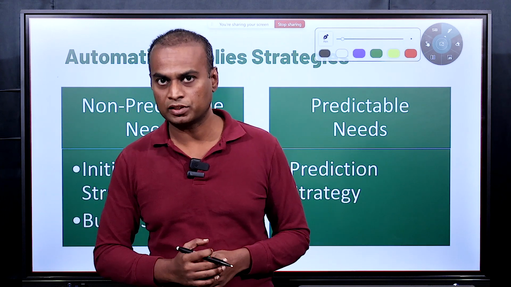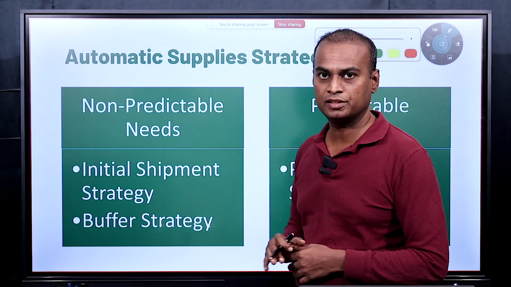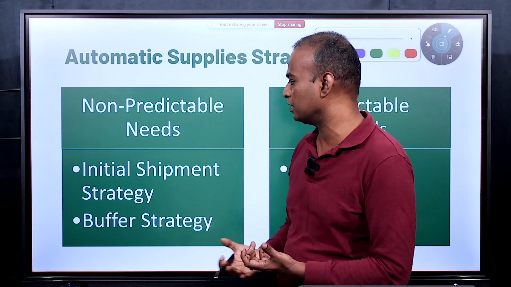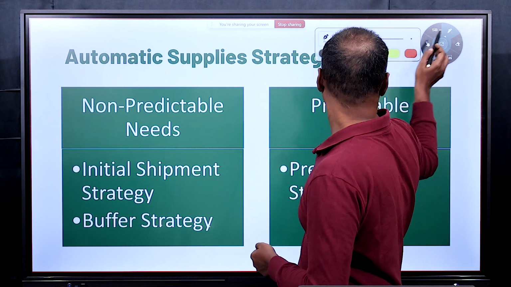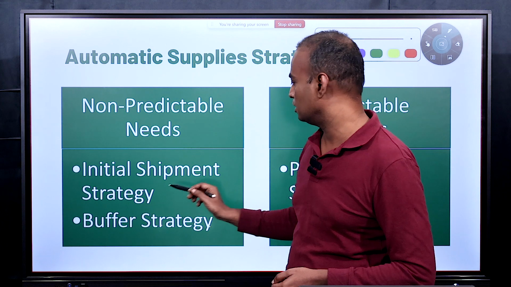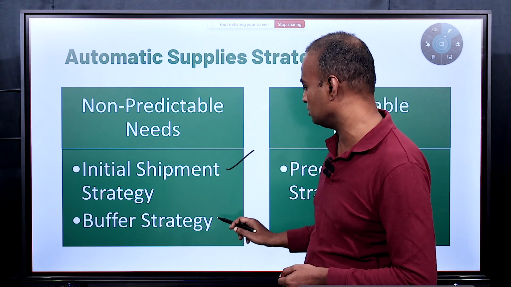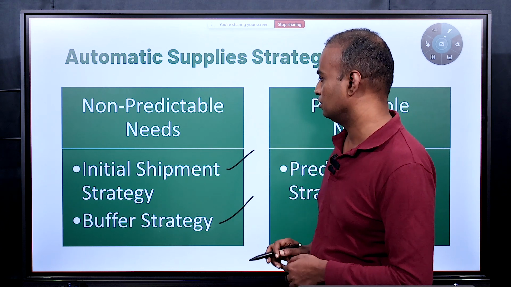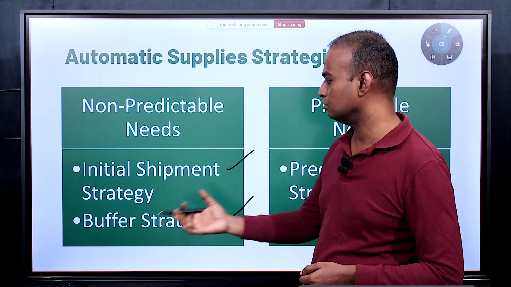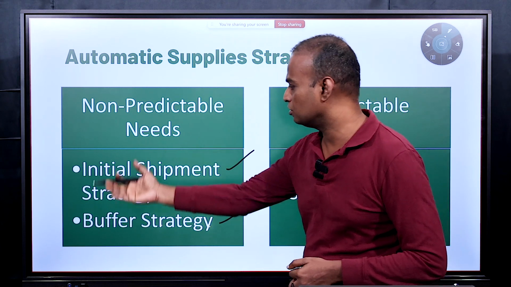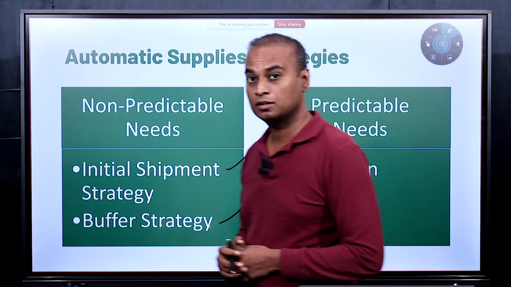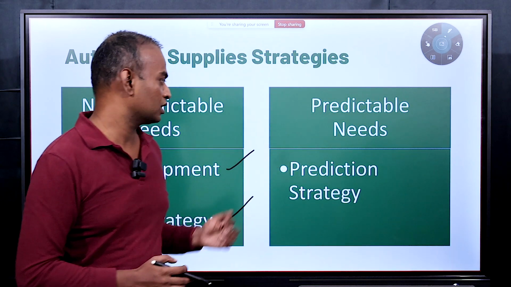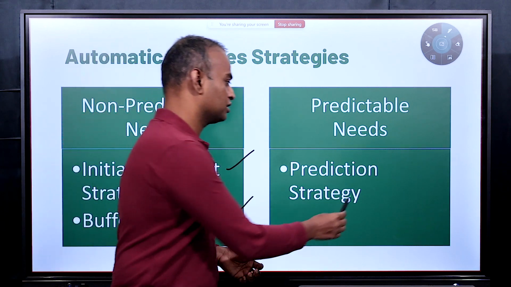In order to satisfy the non-predictable needs, the needs that cannot be predicted at the site for particular kits, we use two types of shipment. One is initial shipment and the second one is buffer strategy. We apply these two strategies for non-predictable needs. And coming to predictable needs, there is one strategy that we call prediction strategy.